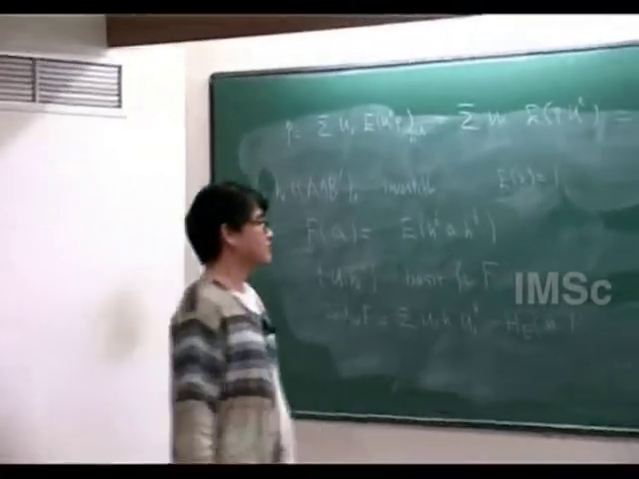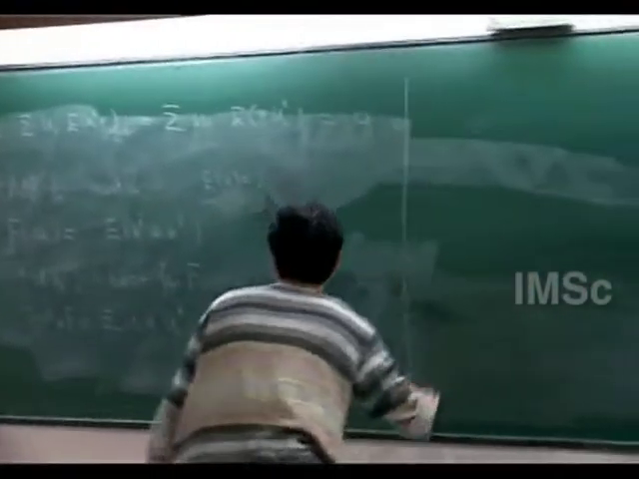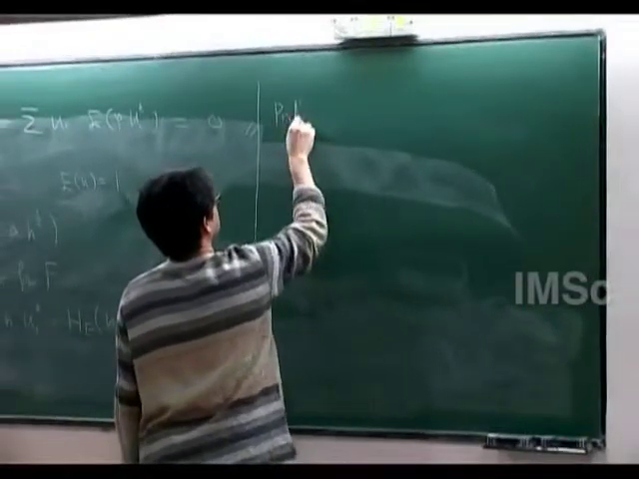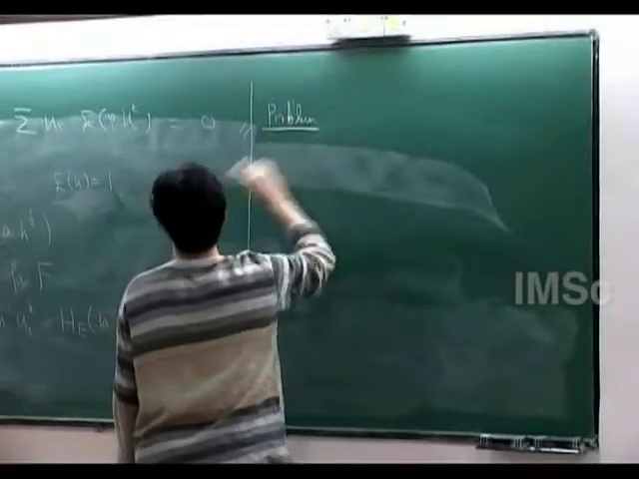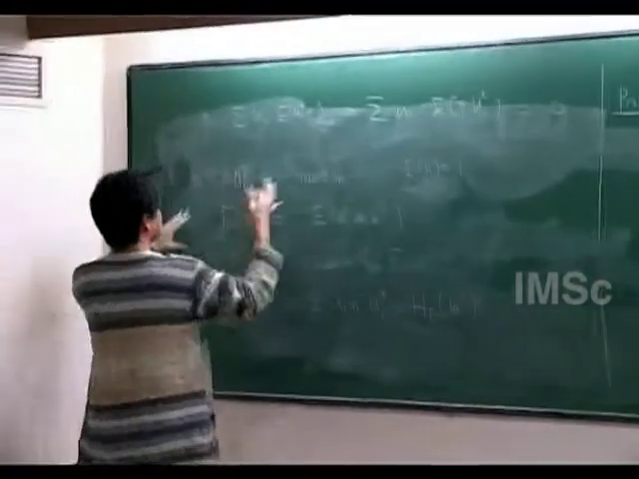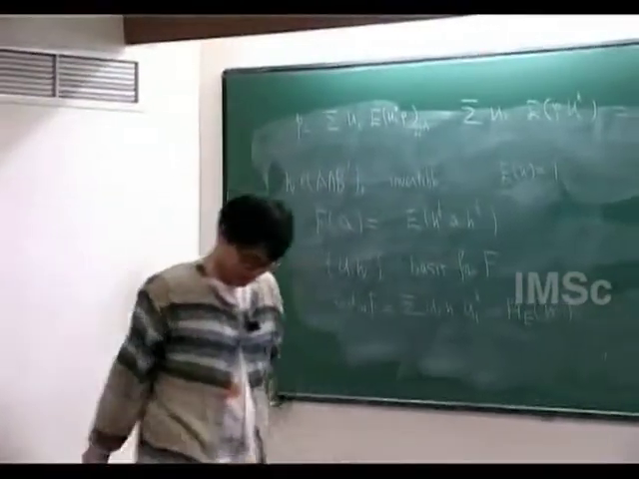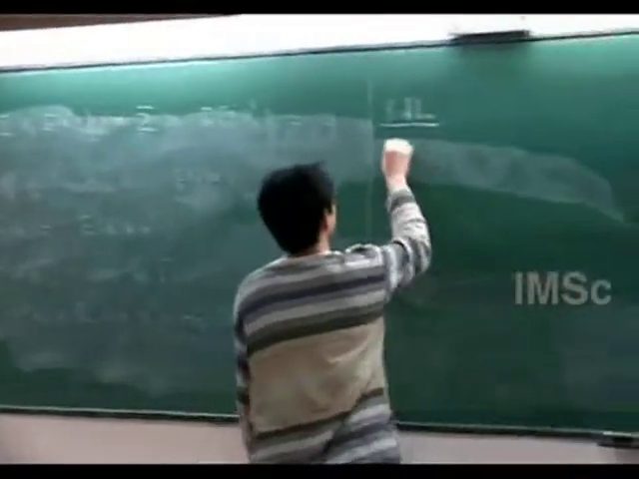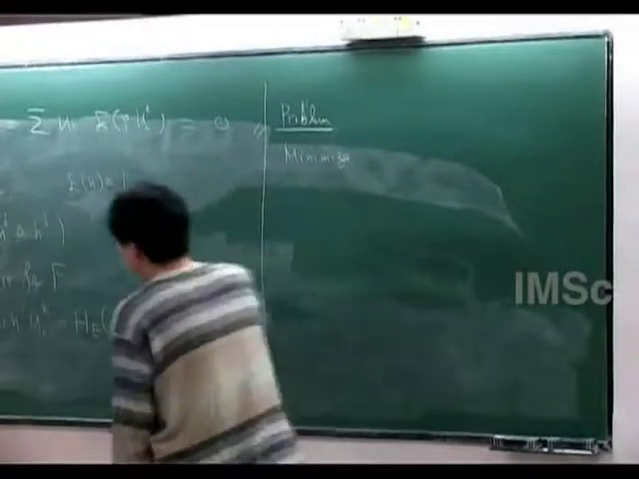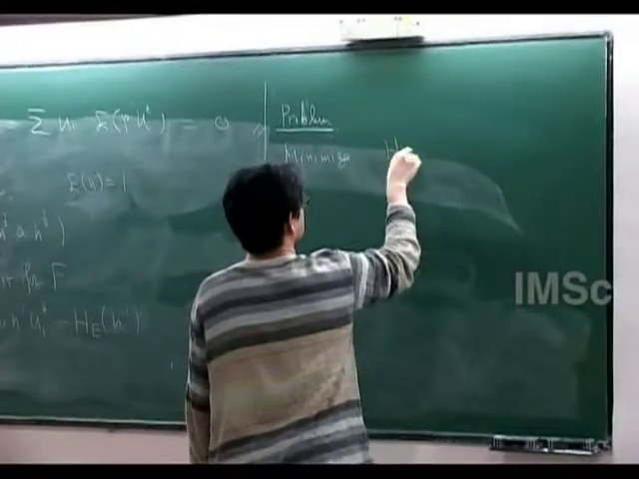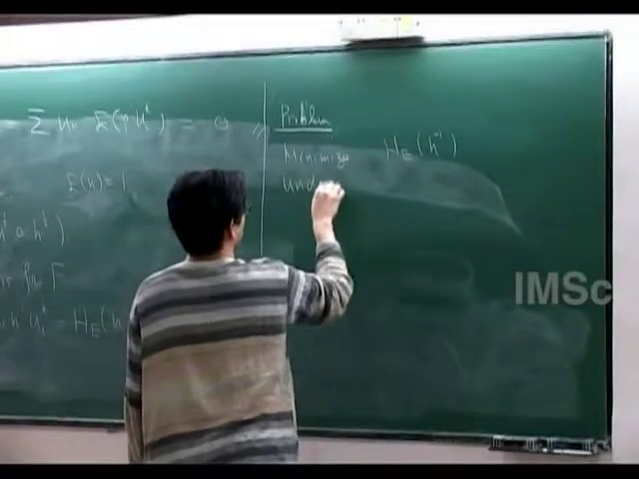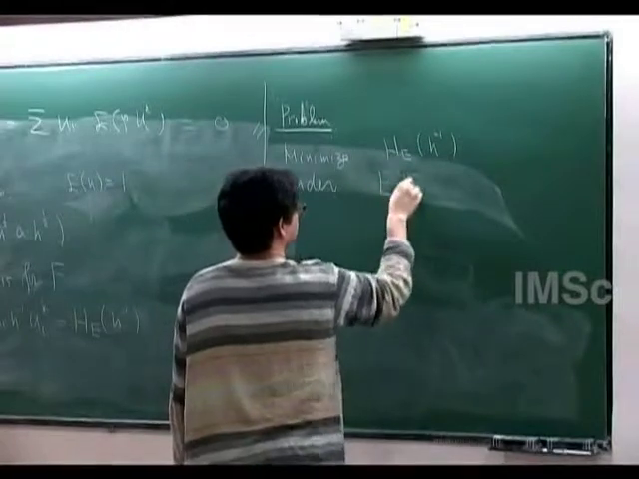So now, our problem is the following. Problem: minimize the index. You fix one conditional expectation E. That's a reference point. Then what you want to do is minimize this quantity under this condition.